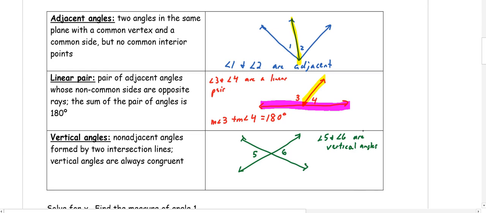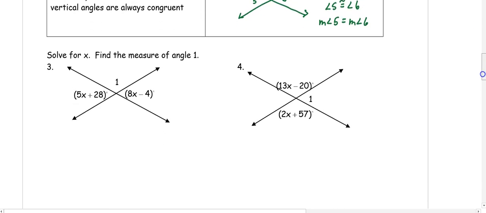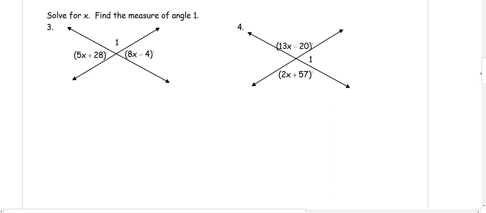We can also say when they're vertical angles that they are congruent. So angle 5 is congruent to angle 6, which we remember congruent means that their measures are the same. So let's use these ideas to help us find more variables. So number 3, solve for x and find the measure of angle 1.